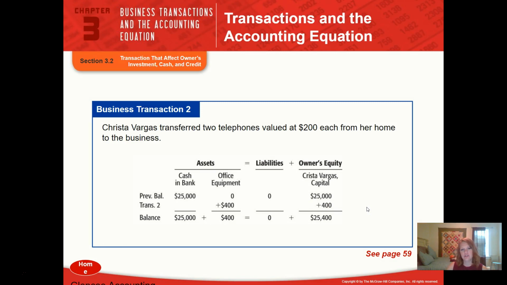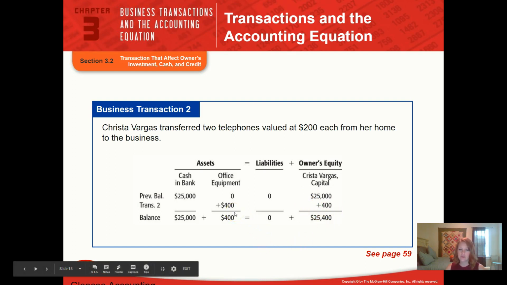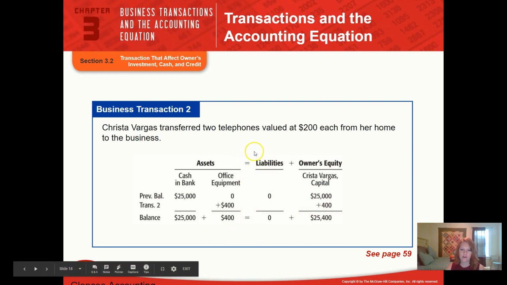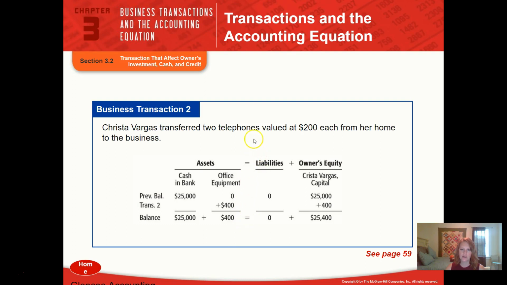So transaction number 2, it says Krista Vargas transferred 2 telephones valued at $200 each from her home to the business. So again, Krista put something of her own into the business here, and telephones go underneath office equipment. These are our accounts that we are subdividing our classifications into. So our office equipment is increasing and our capital account is increasing. And again, on each side of our equal sign, it is now equal.